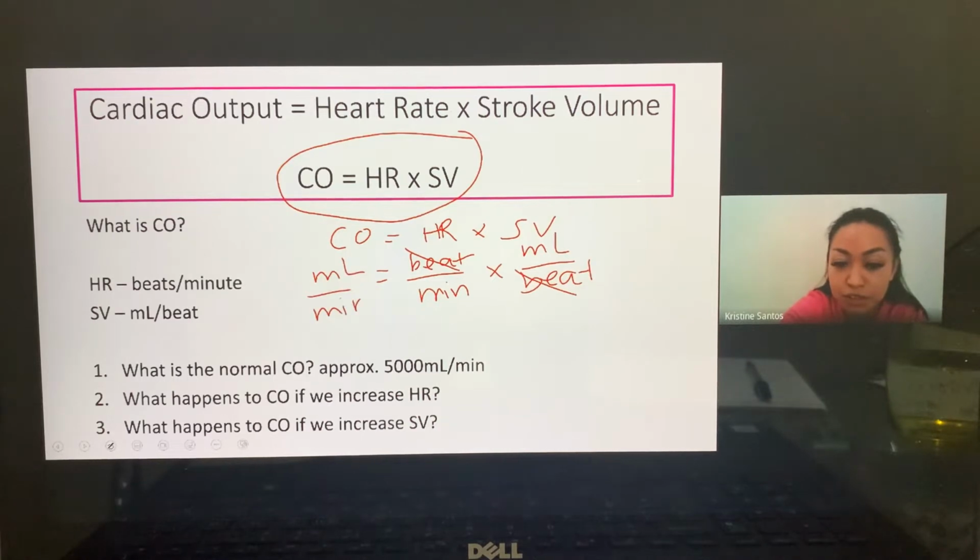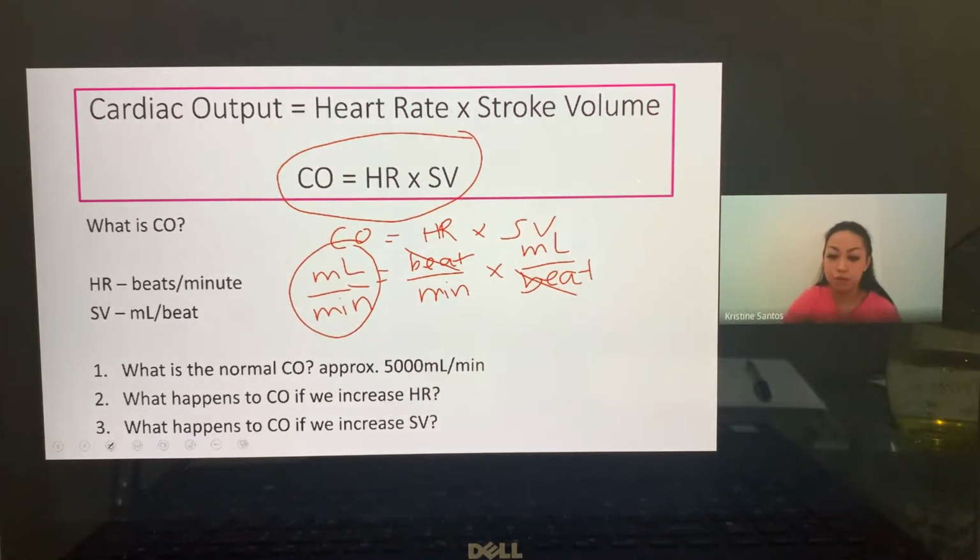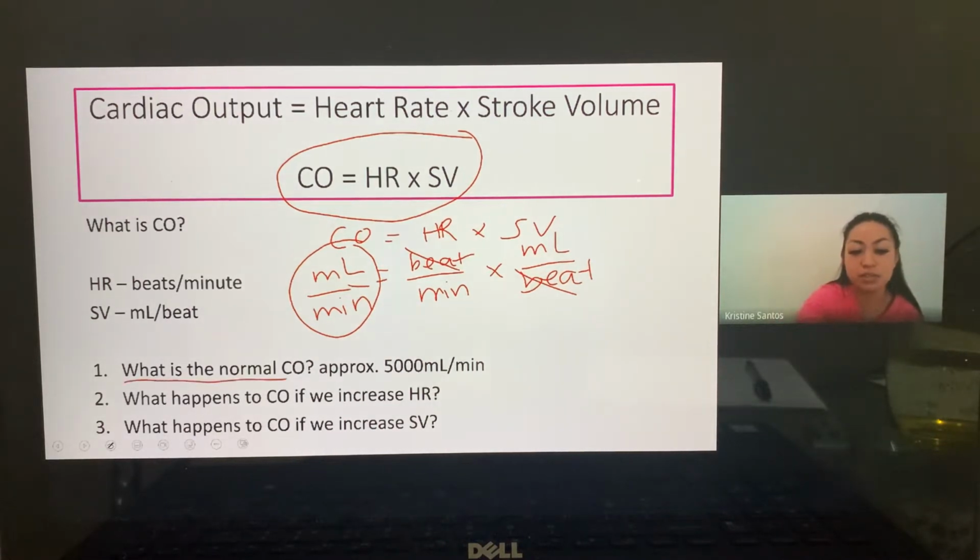So the definition of cardiac output is essentially this. It's the volume of blood pumped by the heart in 1 minute. So it's the volume of blood that gets ejected from both ventricles in 1 minute. So that is the definition of cardiac output. So the question is, what's the normal cardiac output? The normal is approximately 5,000 milliliters per minute, or 5 liters per minute.